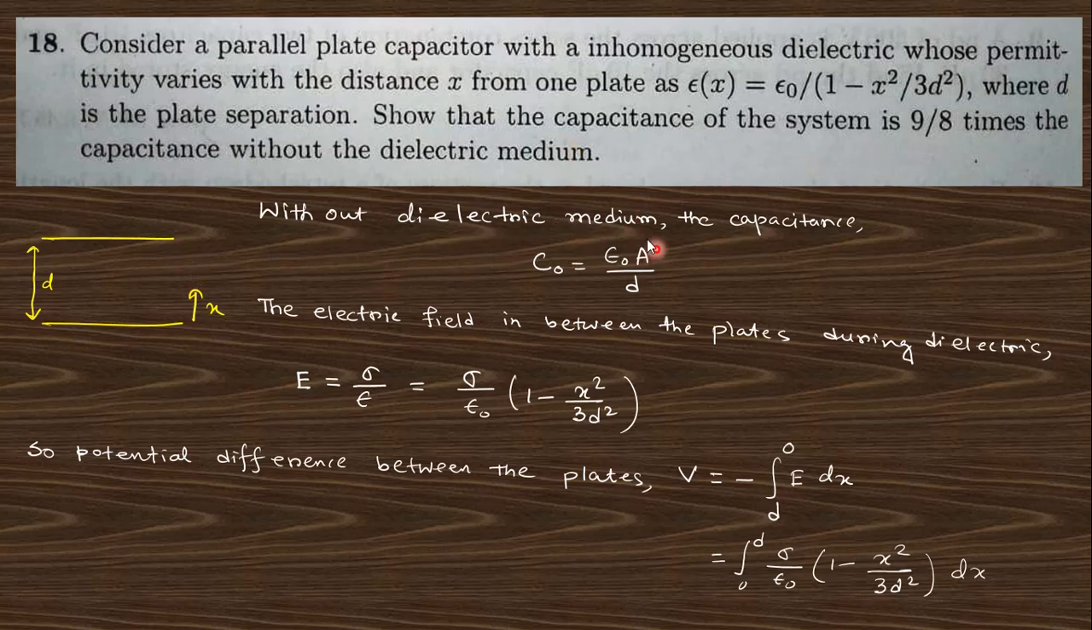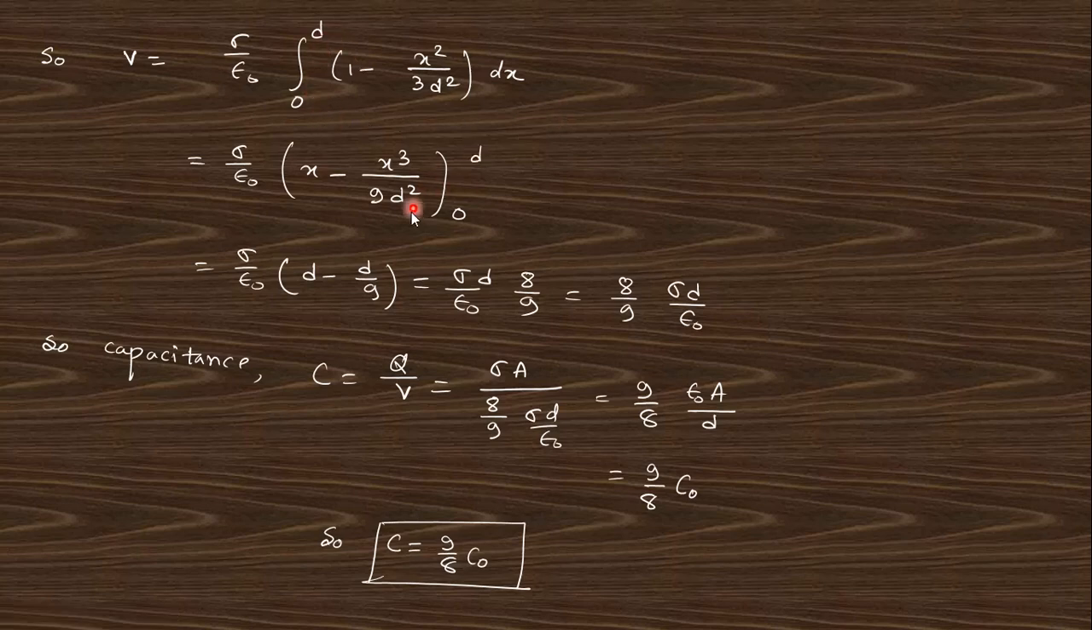Without the dielectric medium, the capacitance is equal to epsilon naught A by d. Now the electric field between the plates equals sigma by epsilon. Put this value of epsilon and we get this. So the potential difference is the integral of E dx between 0 and d, final minus initial. So this is the potential difference. Just calculate it and you will get this potential difference.